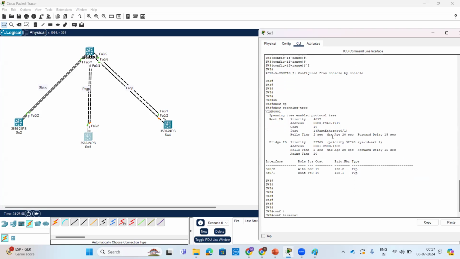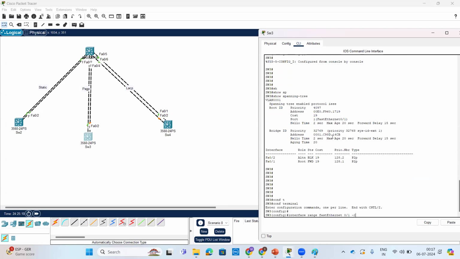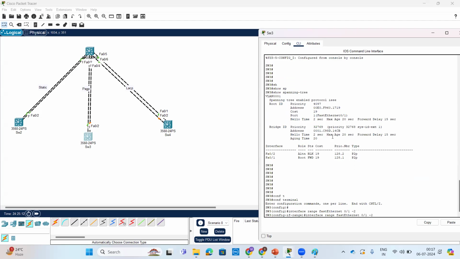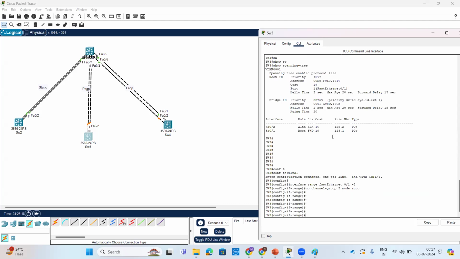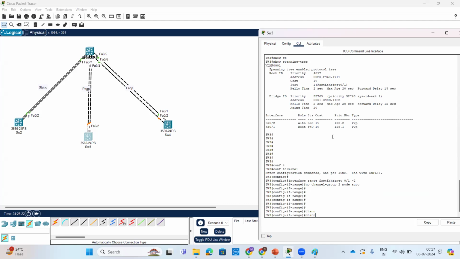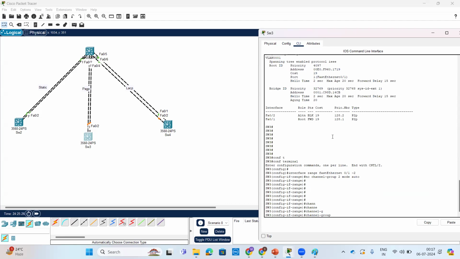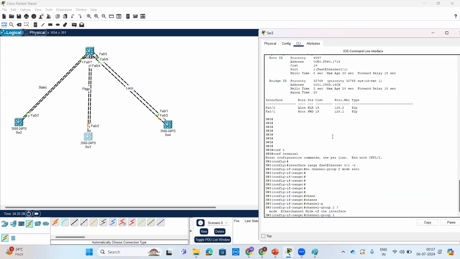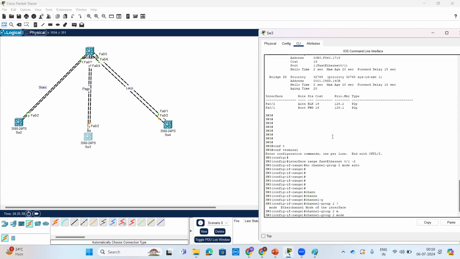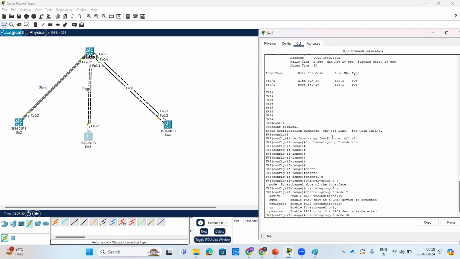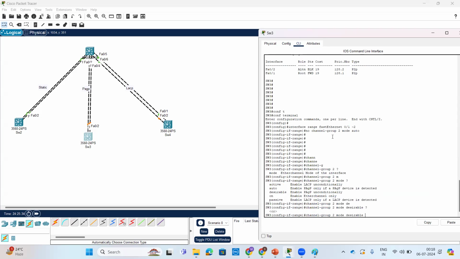Config terminal. I'm removing the EtherChannel for this. No channel group to mode. What will happen? We'll check.